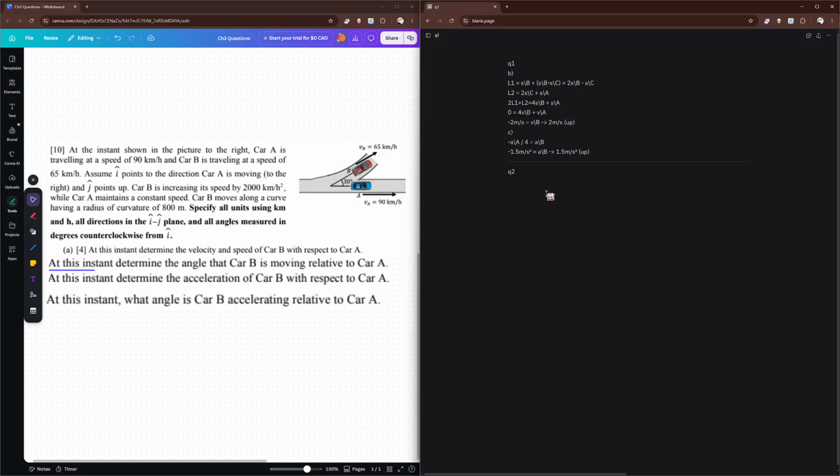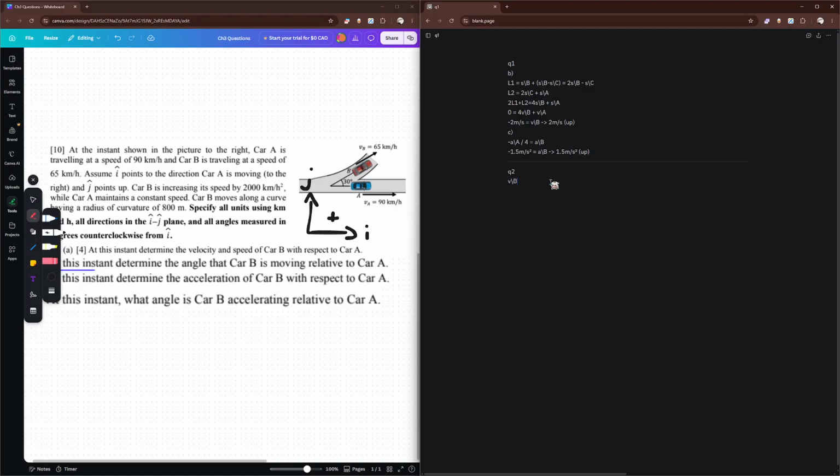Okay, so first of all, we have VA, we have VB, we have an angle. We know that I points in the direction car A is moving. So let's quickly draw out our positive plane like this, I and J. We know that VA is 90 kilometers per hour I, and VB we need to split into components.